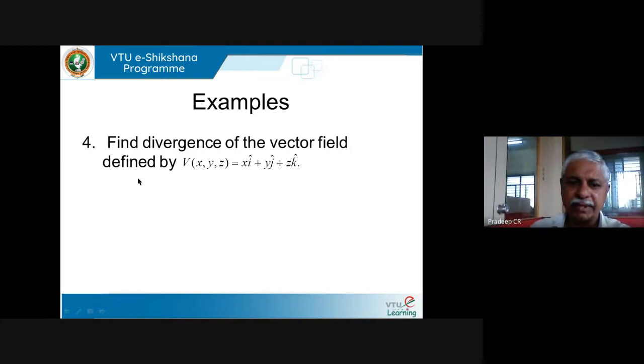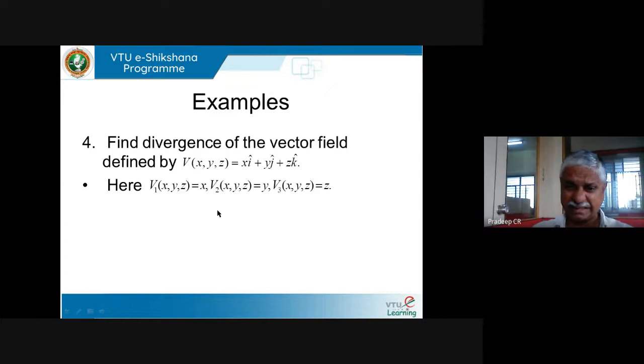Find the divergence of the vector field defined by V(x, y, z) = x i + y j + z k. So what would V1, V2, V3 be? V1 is the coefficient of i, V2 is the coefficient of j, V3 is the coefficient of k. So V1(x, y, z) is x, V2(x, y, z) is y, V3(x, y, z) is z.